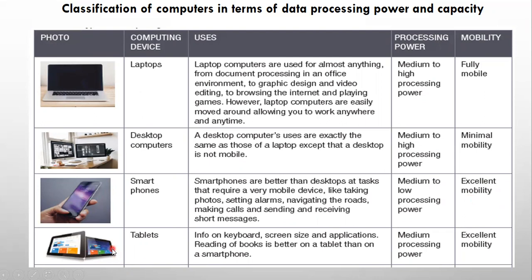Same with tablets. They may be a little larger than smartphones, but you can also carry them around. Information on keyboard, screen size, and applications. So if you look at it, you can have an on-screen keyboard. Reading of books is better on a tablet than a smartphone, so it's got a larger screen. It makes it easier to work with in terms of that. There's medium processing power and excellent mobility.